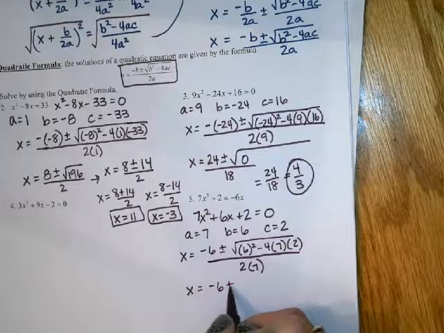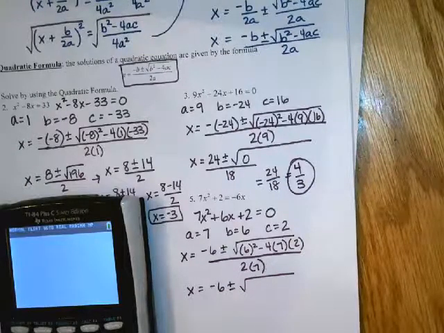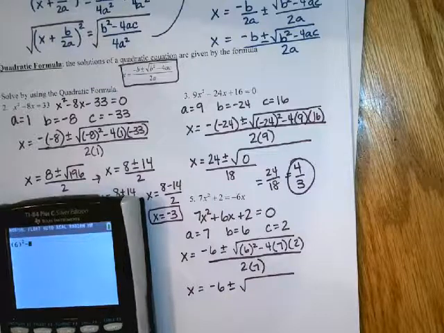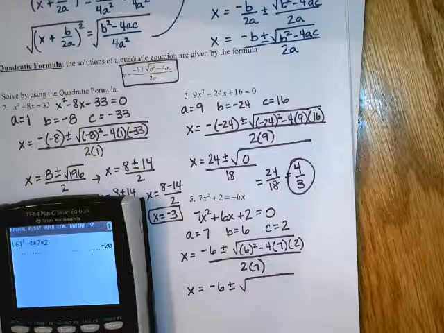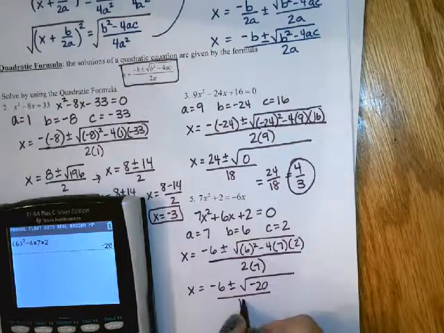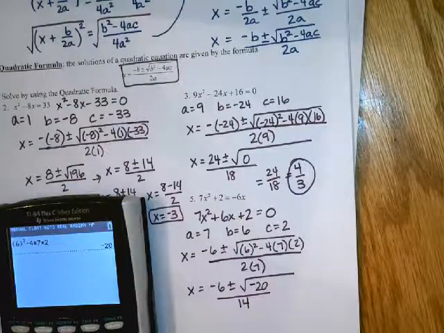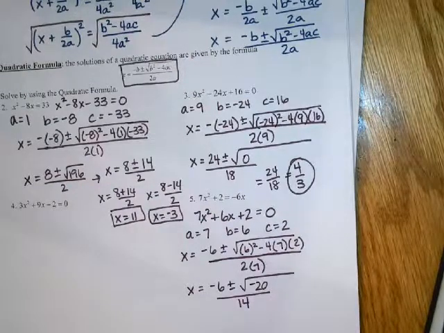Negative 6 plus or minus the square root. I'm going to throw that whole thing in my calculator. Make it do the work for you, but be careful with parentheses. All right, now we have to do a little bit of work with this negative 20. So we have negative 6 plus or minus the square root of negative 20 all over 14.